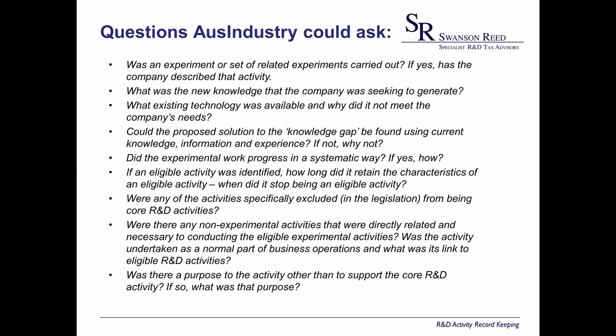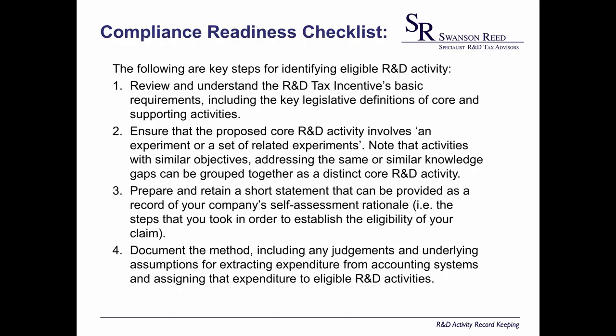Was the activity undertaken as a normal part of business operations? And what was its link to eligible R&D activities? And was there a purpose to the activity other than to support the core R&D activity? If so, what was that purpose? Companies should reflect on what their answers would be to such questions before the completion of their claims. The following are key steps for identifying eligible R&D activity.